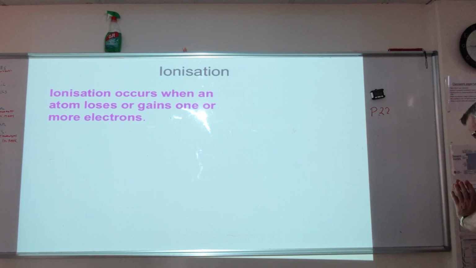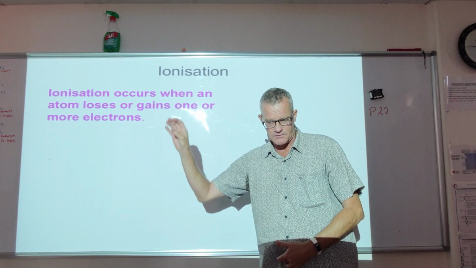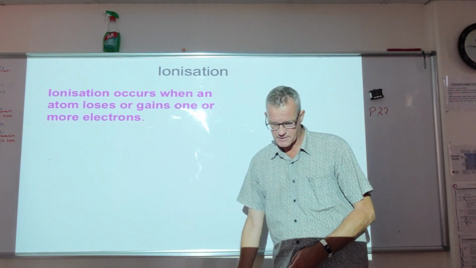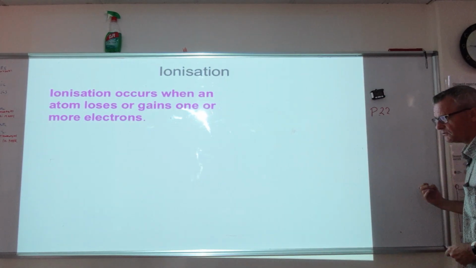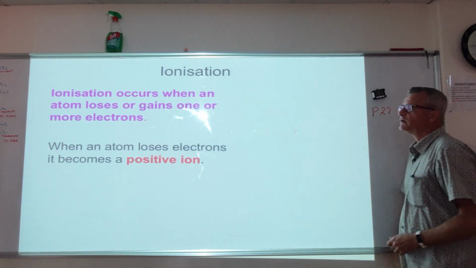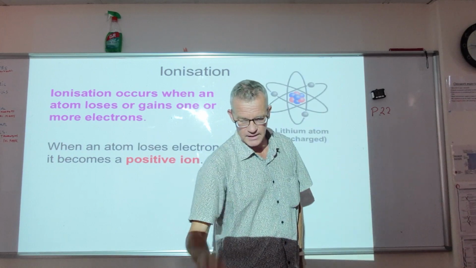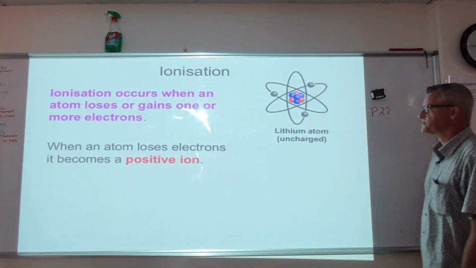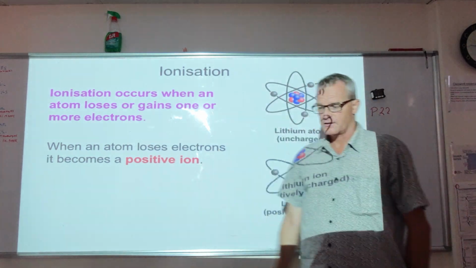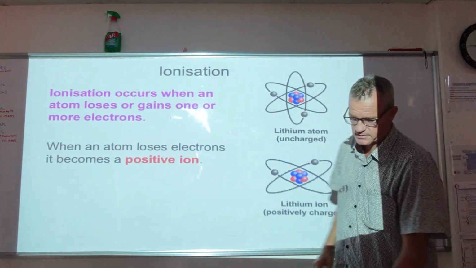Ionization occurs when an atom gains or loses one or more electrons. When an atom loses an electron, it becomes a positive ion. Again, we can look at the structure. This is lithium, uncharged. When we take away one electron, it becomes +1.